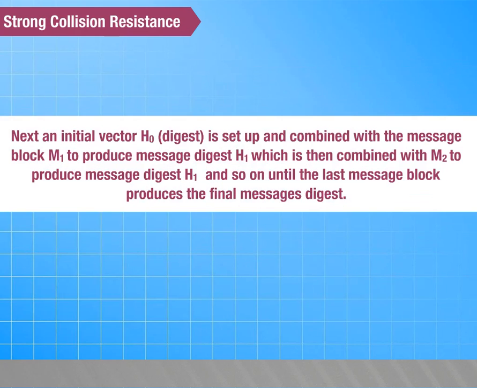Next, an initial vector h0 is set up and combined with the message block m1 to produce message digest h1, which is then combined with m2 to produce message digest h2, and so on until the last message block produces the final message digest. hi is equal to f of hi minus 1, mi, i greater than or equal to 1.